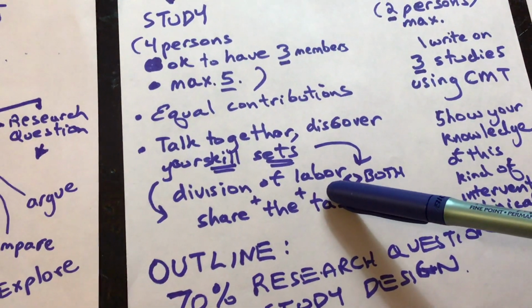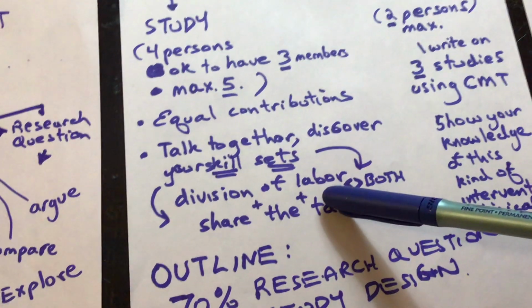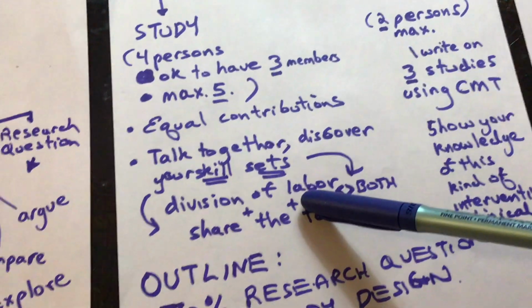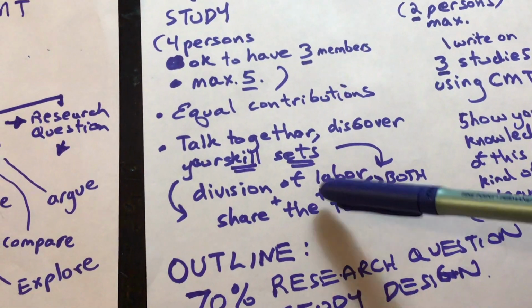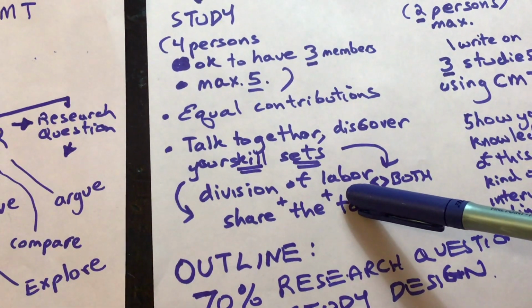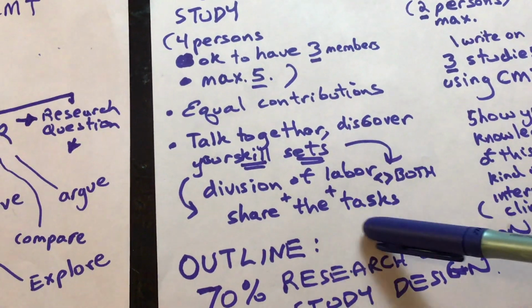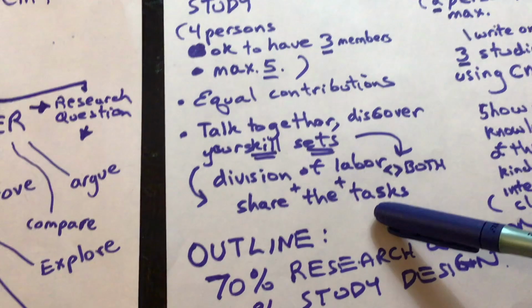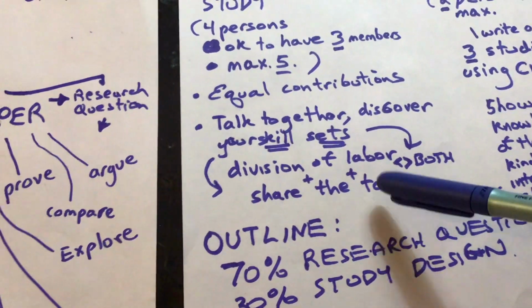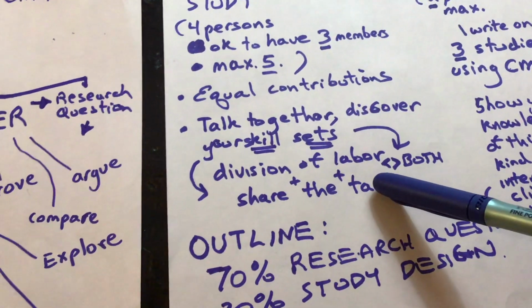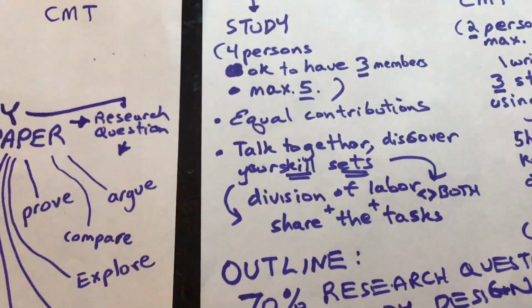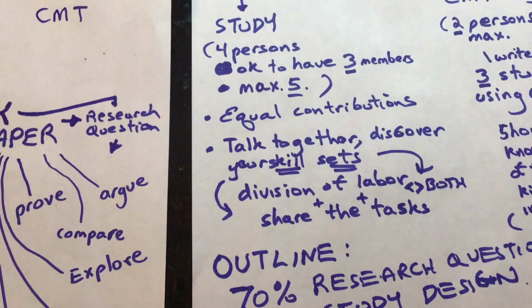You can have a division of labor whereby, okay, Julie is going to do the data. She's great at data, wonderful. And Samuel is going to do the write up. He's a great writer. He is published in the school newspaper.